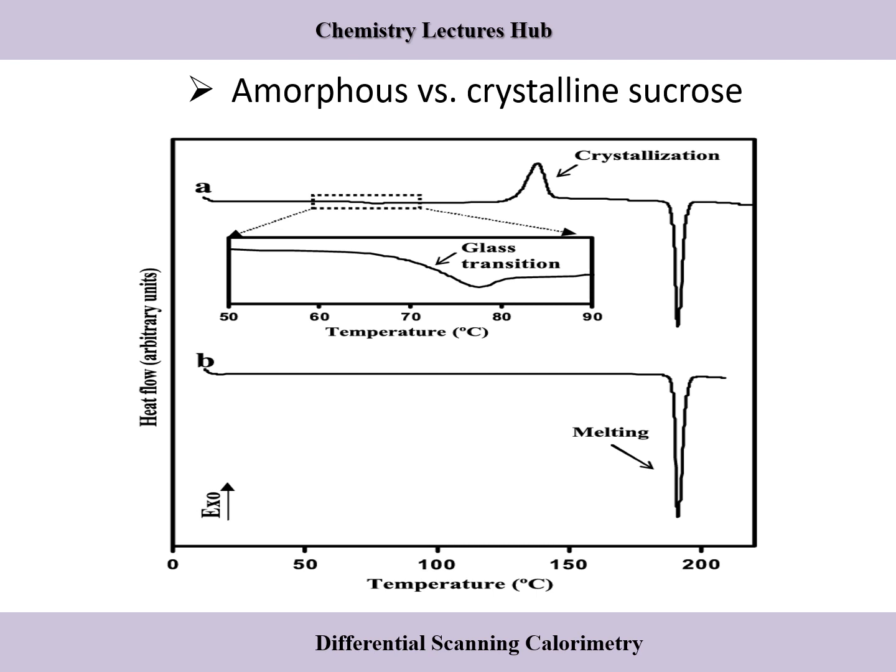Thermogram B represents crystalline sucrose. Here we have no glass transition as the material is crystalline, and the melting point is sharp, below 200 degrees centigrade. We can see that here.